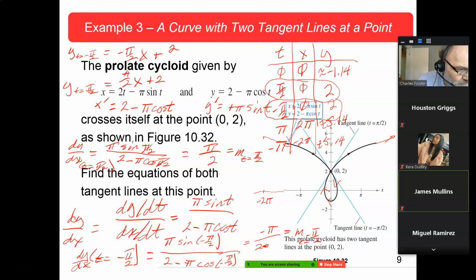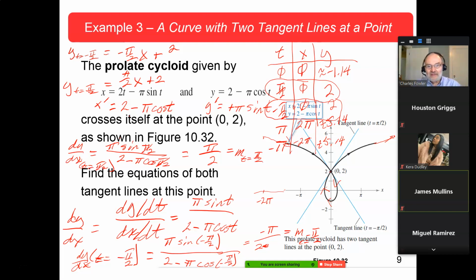Okay. Any questions on that one? Now that was a bit bizarre because our values for t happen to be minus pi halves and pi halves, and then the slopes happen to be minus pi halves and pi halves for those same ones, and that made it really a bit bizarre. But don't let it confuse you. They won't always be that way, I promise you.